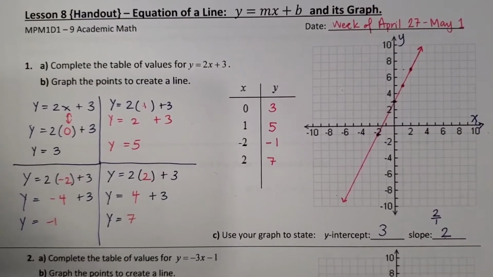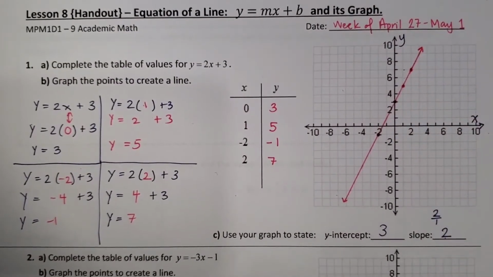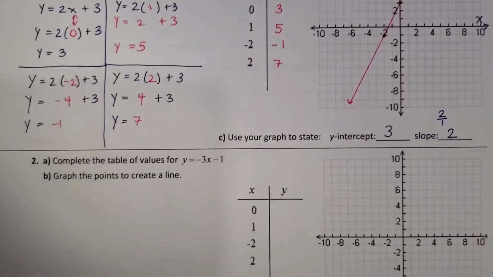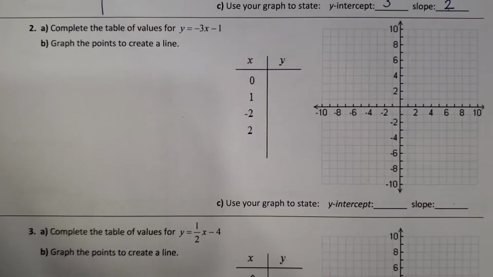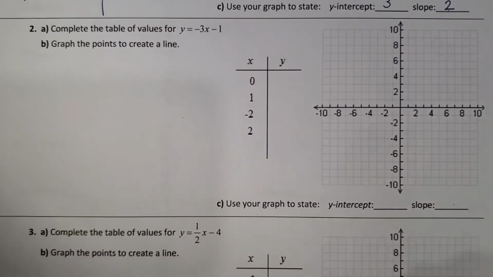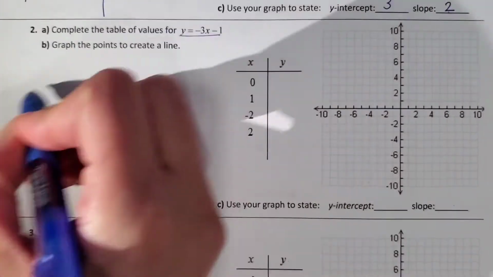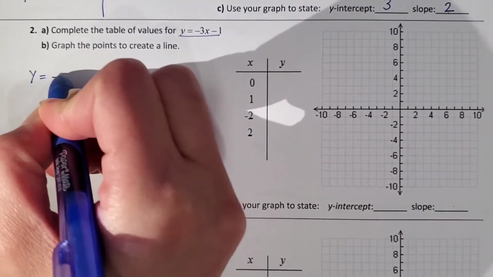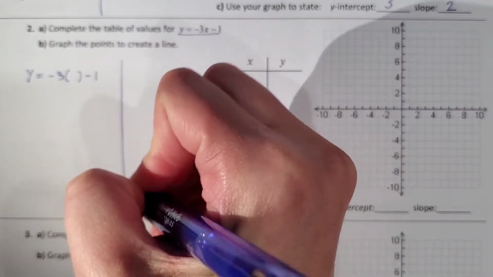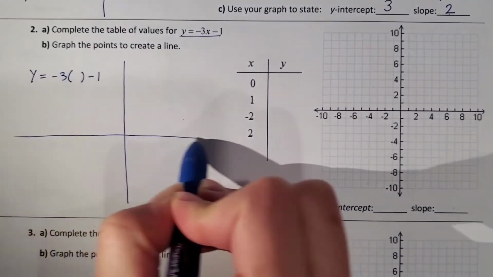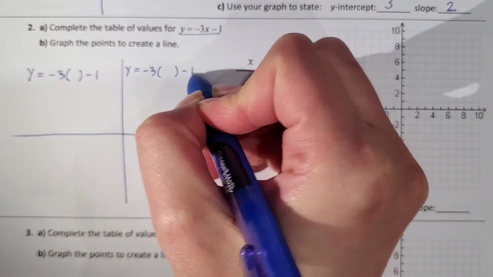Okay, so then we'll do the other two questions. For number 2, let's make those tables again. So there's my equation there. It's y is equal to negative 3 times x minus 1. I'm going to split this off. y is equal to negative 3 times x minus 1.